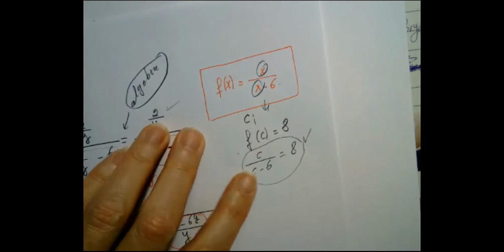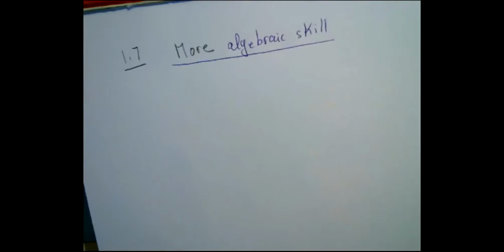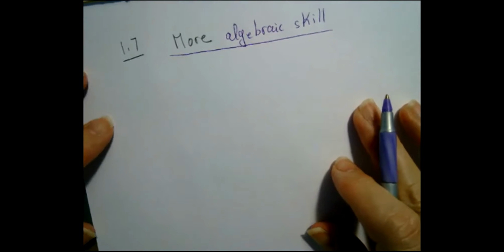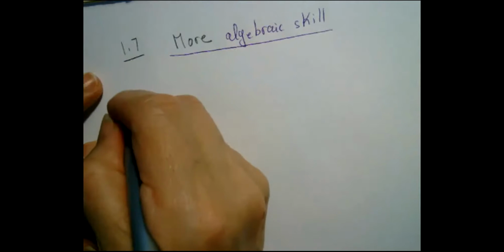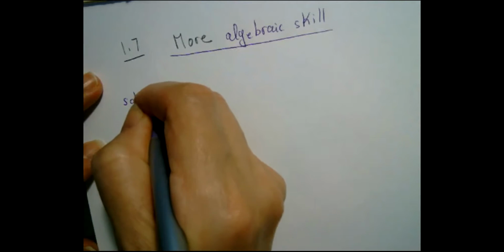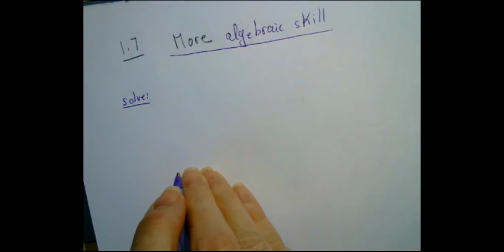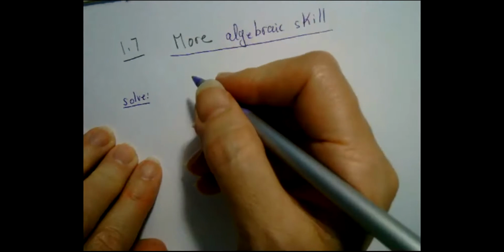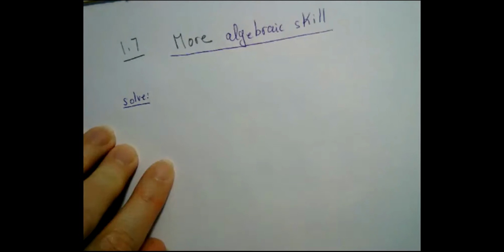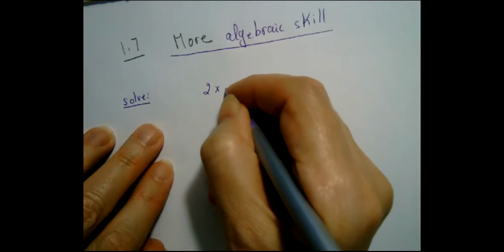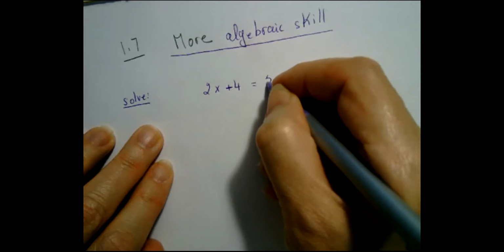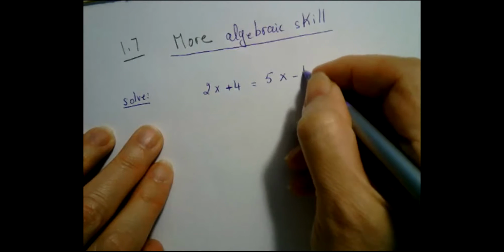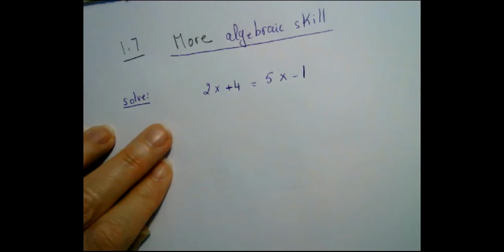So what we're going to do today is review how to solve equations. And that's what 1.7 is about. I'll start with a very simple equation first, and then we build up slowly. The simplest possible equation you will encounter will be something like this. Suppose I tell you, solve the following equation. Let us say, very easy: 2x plus 4 equals 5x minus 1. Solve it for x.